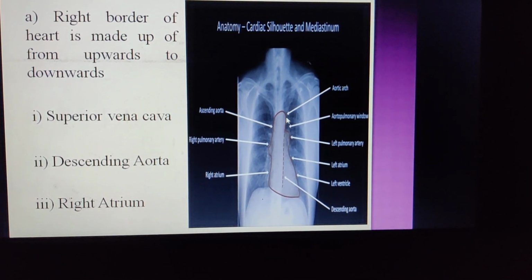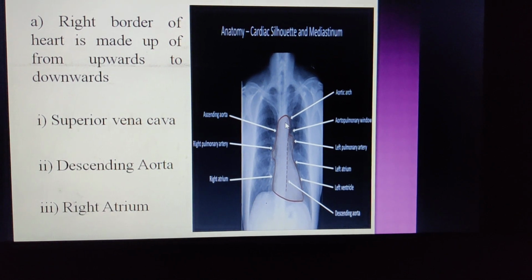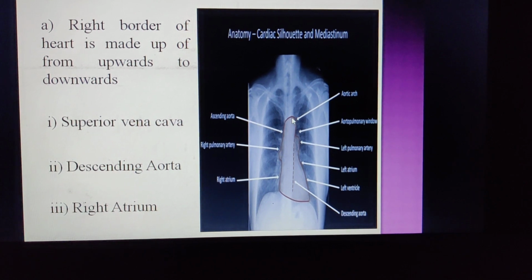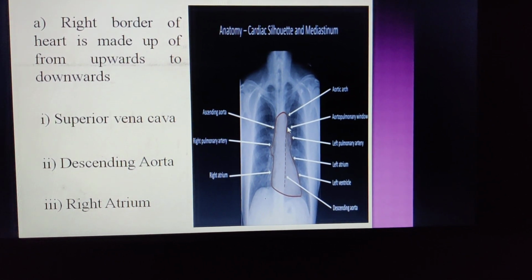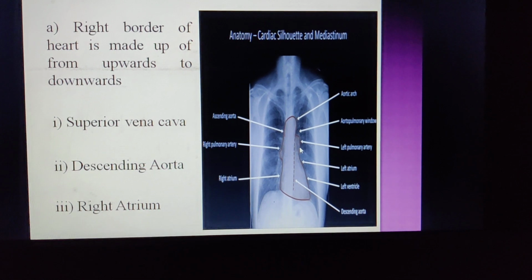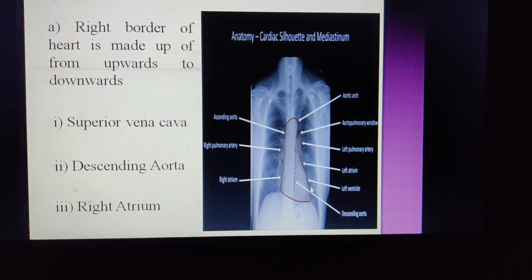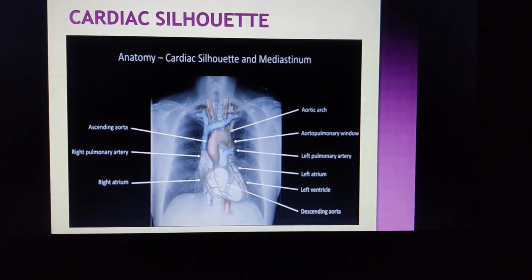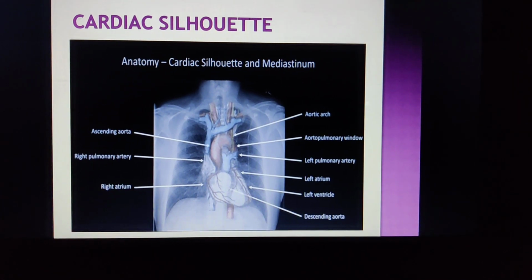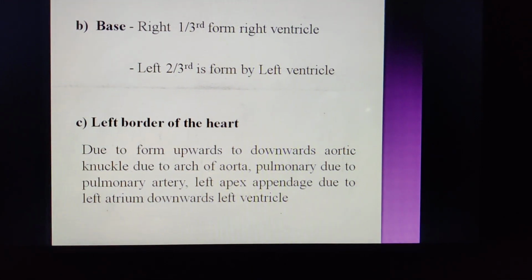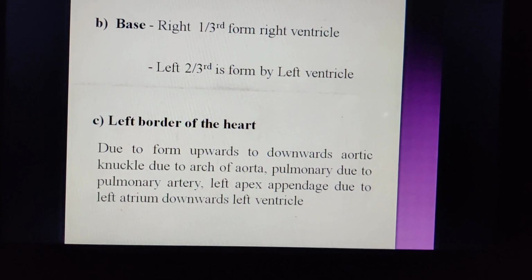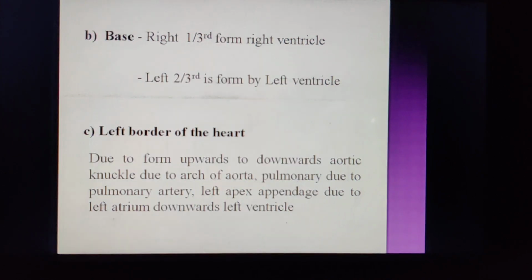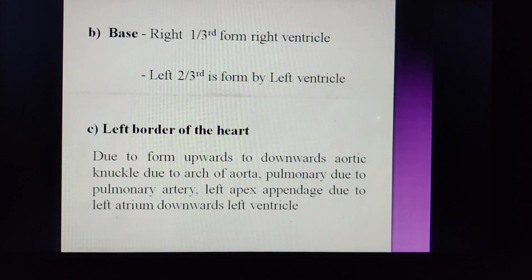aortic arch, which can be known as the aortic knuckle, and it is formed by the terminal impression of the shadow of the arch of the aorta. This is the left pulmonary artery, left atrium, left ventricle, and the descending aorta. As I already discussed about the cardiac silhouette and the base of the heart, the right 1/3 of the base of the heart is formed by the right ventricle, and the left 2/3 is formed by the left ventricle.